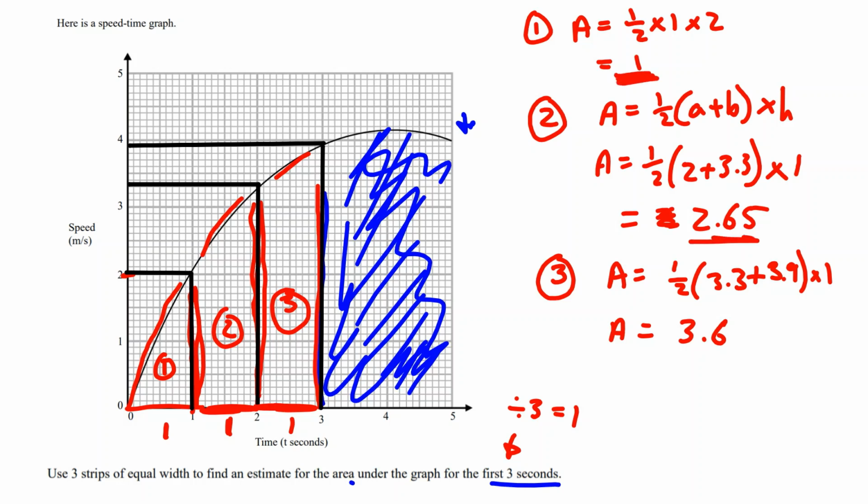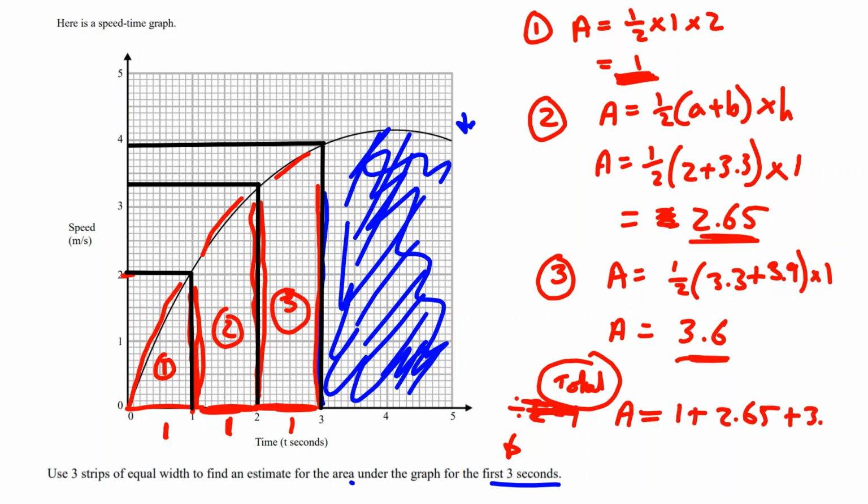So these are my 3 areas. So the total area under the graph is going to be those values added together, which is 7.25. Now, again, we're looking at time in seconds and meters per second. So we've got the meters there. So my distance is going to be 7.25 meters.